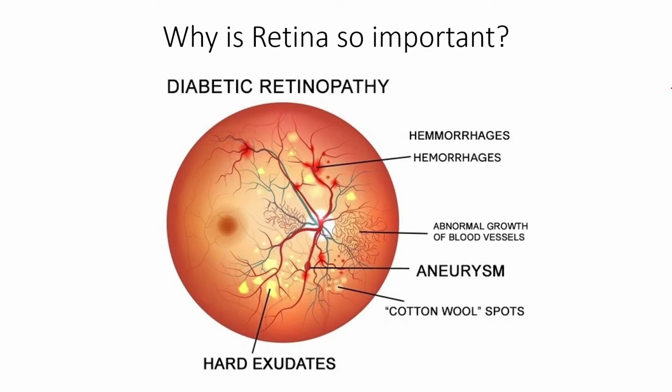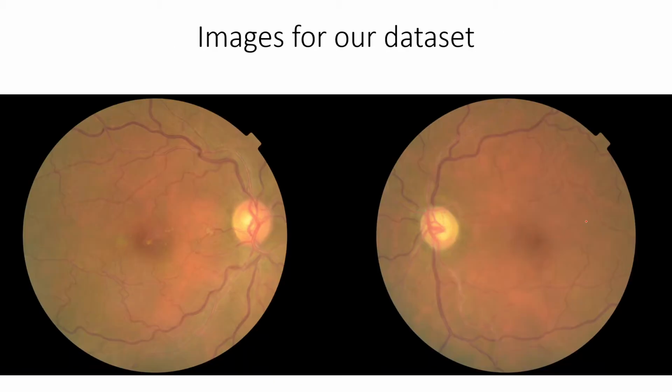Why is retina so important? The reason why is retina so important is because of its certain features. We'll be looking at hard exudates and cotton wool spots, which are also known as clouds, which are going to help us in determining the severity or the presence of a diabetic retinopathy in an image.